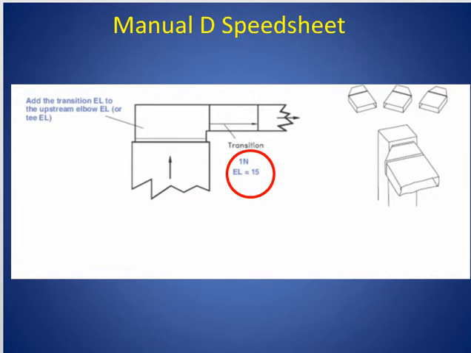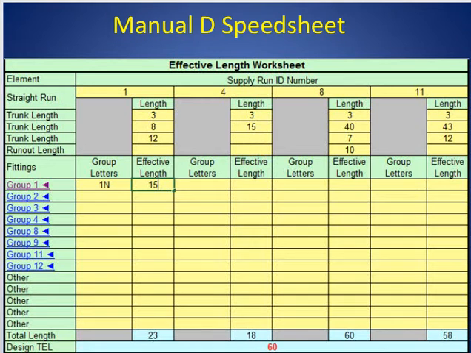So if you have to look back in the book and see what it is to check it and see if it's right, you can look at it, and then it's got an equivalent or effective length of 15. We now click back on the effective length tab and go back to our other sheet. We can then put our 1N under the group letters, and we put the 15 under effective length.